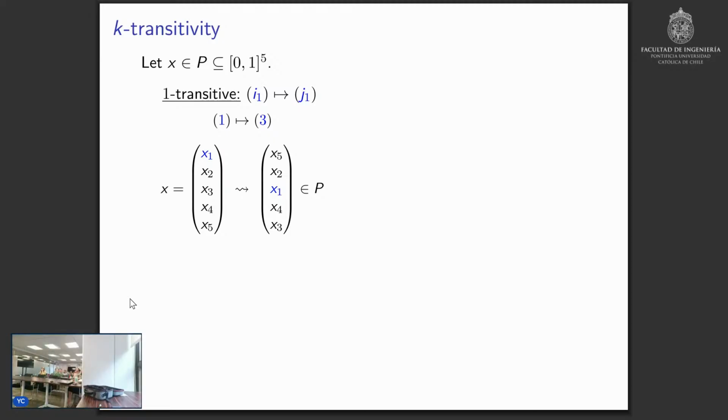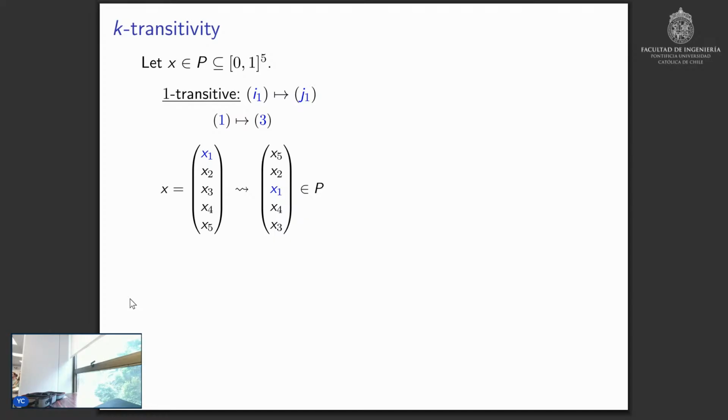You take any feasible solution for P, and then you take 2 indices. In this example, you take 1 and 3. Those are the indices of the variables. Then there exists a permutation of the variables such that this variable is sent to the 3rd position, and whatever other things happen with the other variables. What you only need is that you can send the variable in the 1st position to the 3rd, and if this point is also feasible, and this happens for every x in your polytope and for every pair of indices I1 and J1, then you say that the symmetries you have are 1-transitive, and that's a key property.